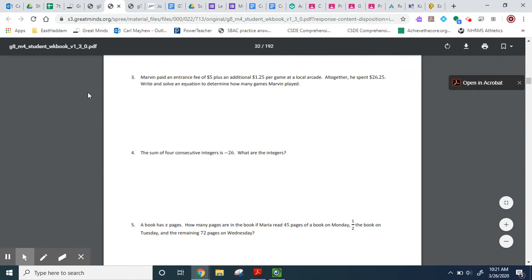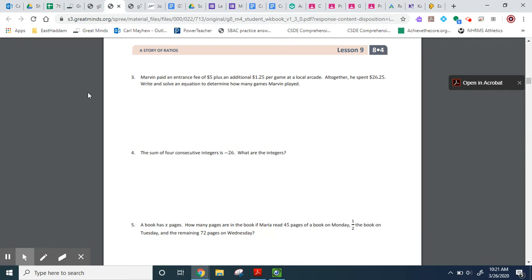So Marvin paid an entrance fee of $5 plus an additional $1.25 per game at a local arcade. Altogether, he spent $26.25. Write and solve an equation to determine how many games Marvin played. So what I want you guys to do is take like 30 seconds, try to write an equation that represents this problem. Keep in mind you are probably going to want to use a variable in your equation. While you guys are doing that, I'm going to write my equation as well.